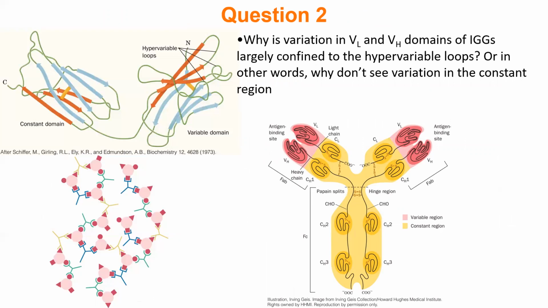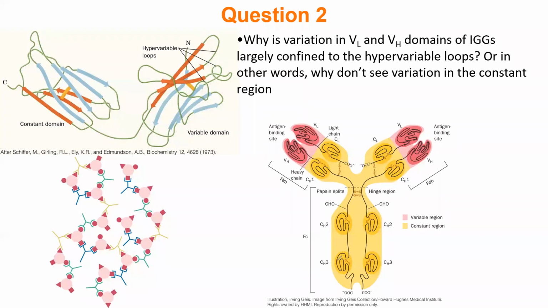And so question 2, I actually already answered. So just for the sake of time, I'll just have you refresh yourself on that. Variation is only seen in the variable loops. Why don't we see it in the constant regions? The variable loops have to bind almost anything, right? Anything that's foreign, they have to have the chance to bind it. And that means billions of different possibilities, billions of different molecules that they could bind. So that's why we have variability here.